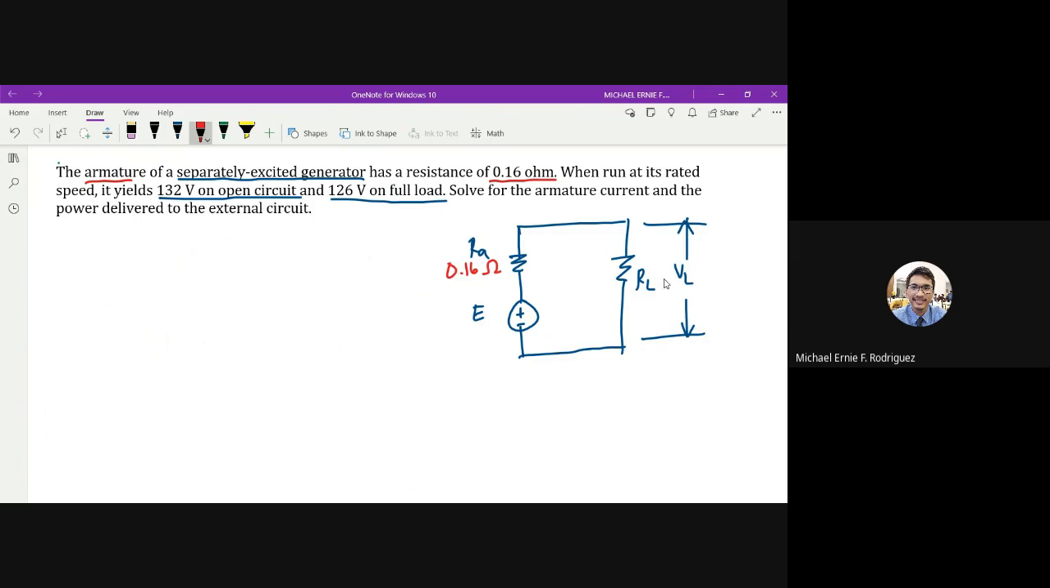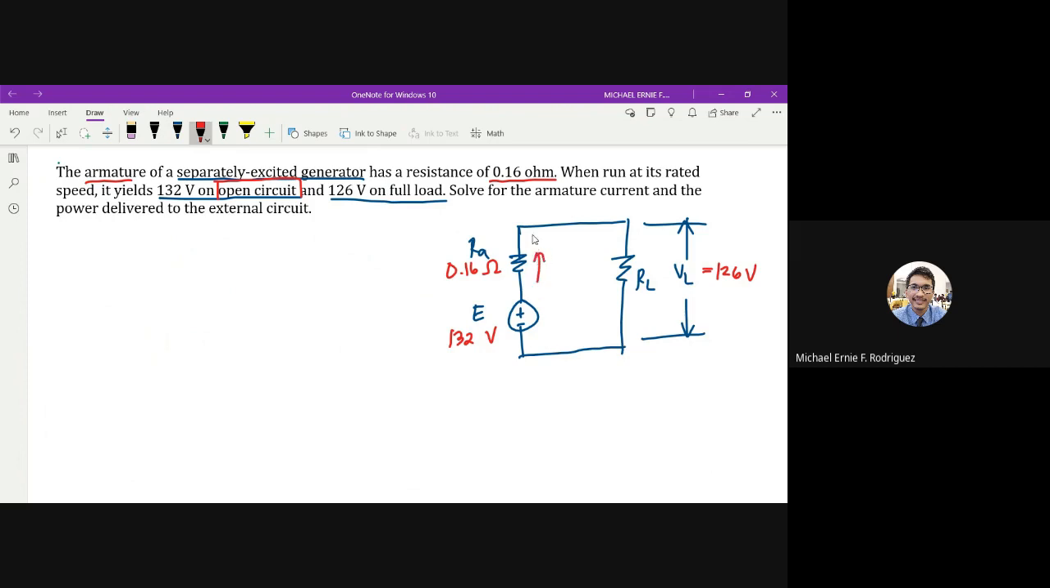Yung nakakalito dyan. So para makuha natin yan, pag sinabi natin yung voltage is at open circuit, yun yung rating, yun yung voltage. So kapag open circuit, that is your E. So you have 132 volts in here. And syempre at full load, that is on your load side. So you have 126 volts in here. Okay? So now, we can now solve for the armature current.